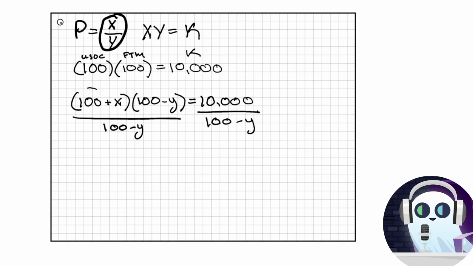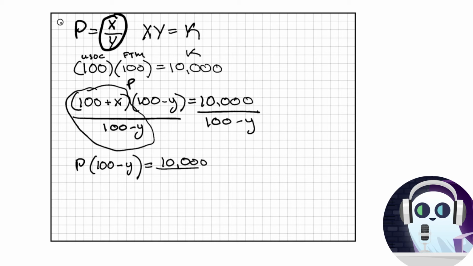If we look at this term right here, this is pretty much what the reserve ratio ends at. After the whole trade happens, 100 plus X over 100 minus Y is the ending price, which is pretty much equal to X over Y. So we can replace this whole thing with P. That would look like P times 100 minus Y is equal to 10,000 over 100 minus Y. We know P is equal to 10, because that's the price we want to get to. So now all we have to do is solve for Y.